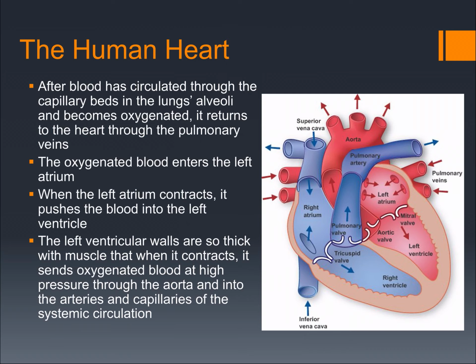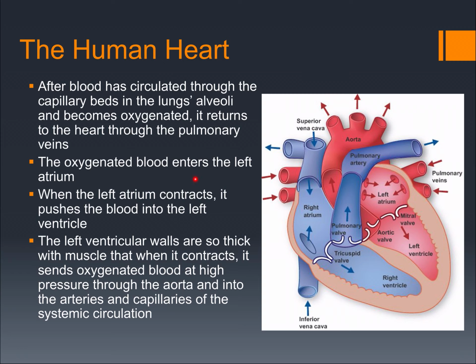All right, so last thing here, I believe, we're going to be talking about the heart. So after blood circulates through the capillary beds, the lungs, alveoli, and becomes oxygenated, the heart is going to pump it through the body. So oxygenated blood is going to enter the left atrium. When the left atrium contracts, it pushes the blood into the left ventricle. From the left ventricle, it goes up into the aorta and then throughout the body. So in through the pulmonary veins, to the left atrium, through the mitral valve, left ventricle, aortic valve, out to the aorta, which will then branch and go off to all of the arteries of the body.